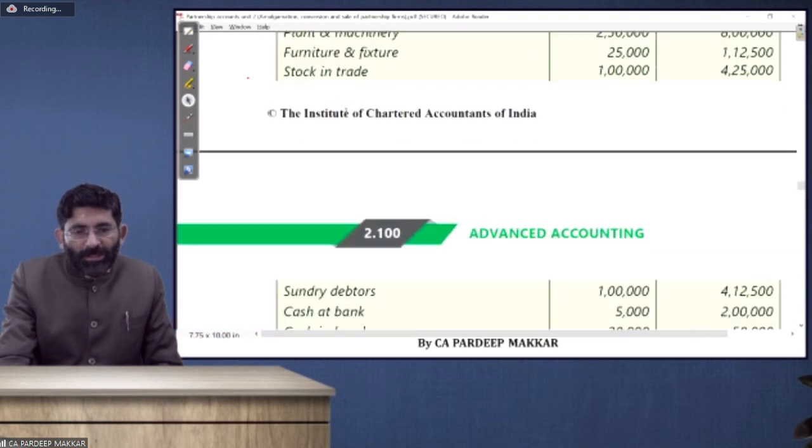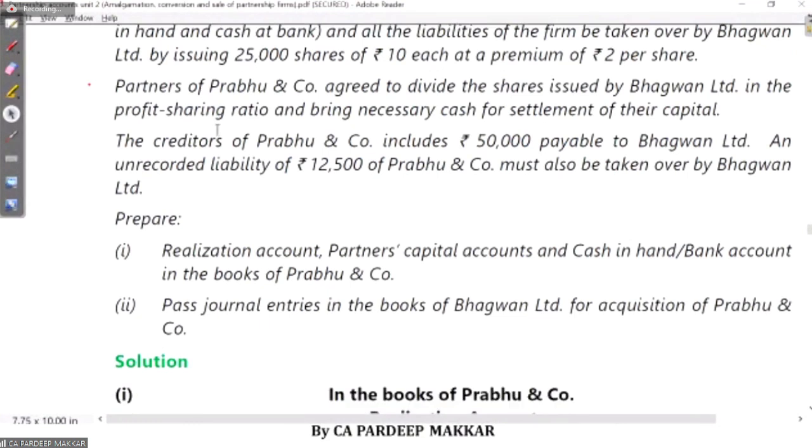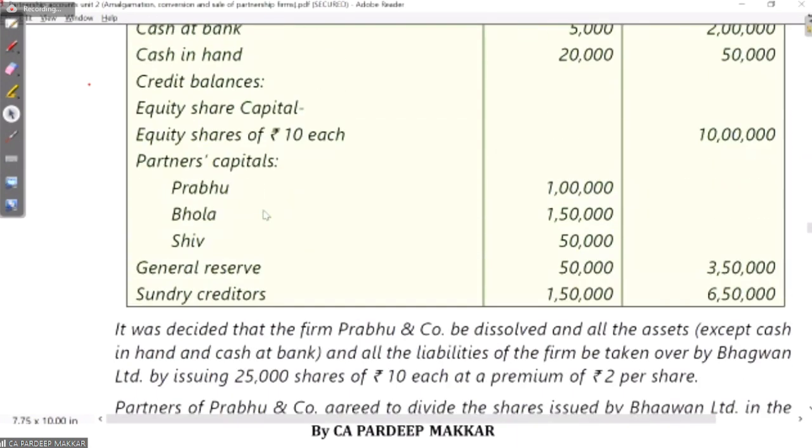Now read the last lines of the question, because I have already mentioned, whenever there is a lengthy question, read the last lines. In the last lines, he has mentioned we have to prepare realization account, capital account, and bank account / cash account in the books of partnership firm Prabhu and Company. Also, we have to pass journal entries in the books of acquiring company, that is purchasing company, in the books of Bhagwan Limited, purchasing company.